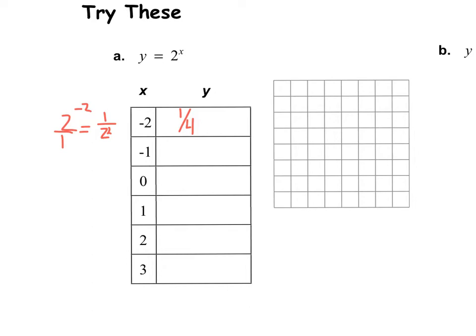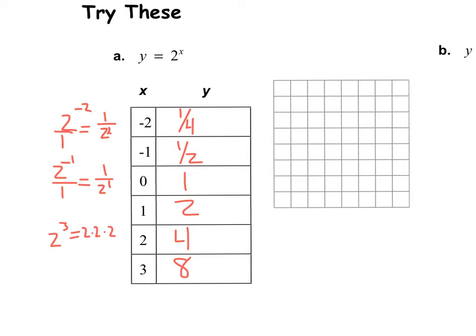Okay, let's plug in -1. So we have 2 to the -1 power. Remember, that's on top. A negative exponent tells me to flip, so that's now 2 to the first power on bottom. So just 1/2. Remember, anything to the 0 power, so now we have 2 to the 0 power is 1. 2 to the first power is just 2. 2 squared is 4. And 2 to the third power, remember 2 to the third is 2 times 2 times 2. So that would be 8.